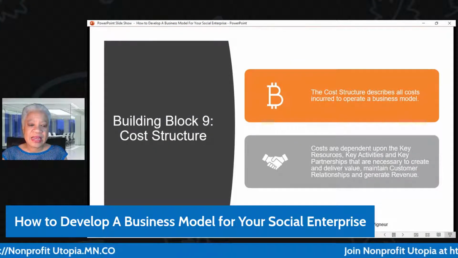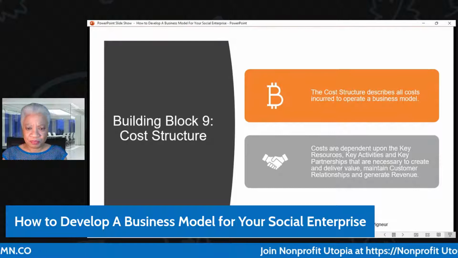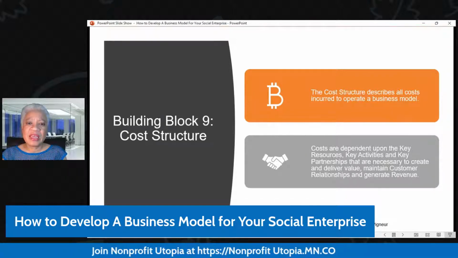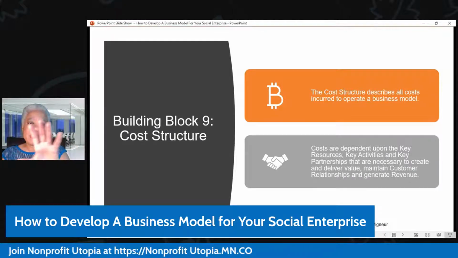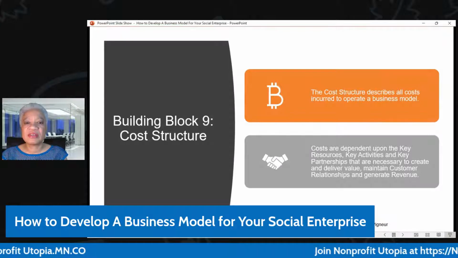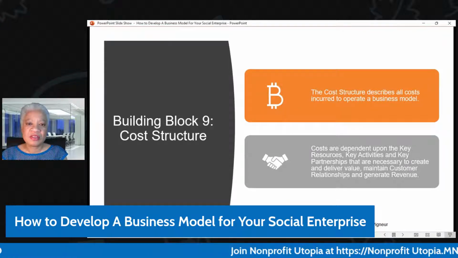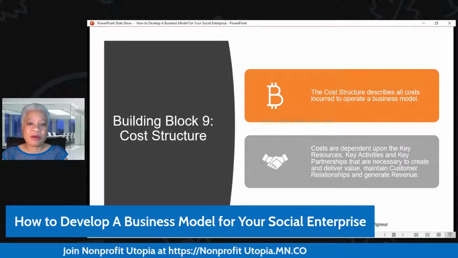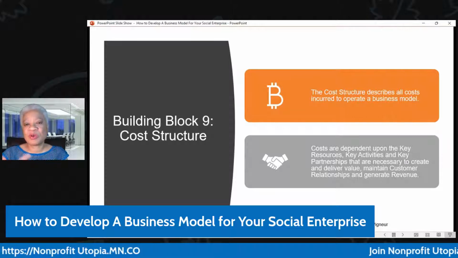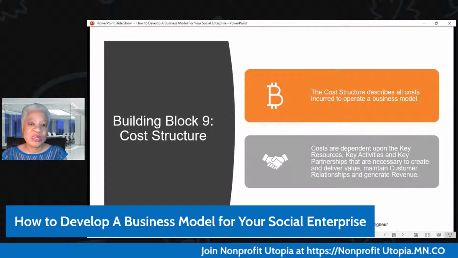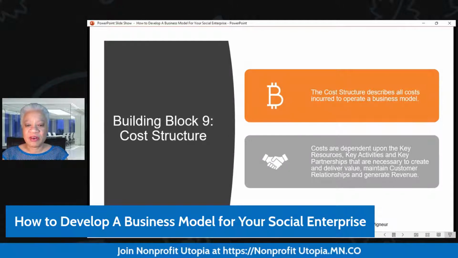Building block 9 is the cost structure. And basically, the cost structure is looking at how much every segment on your business model canvas costs. So looking at how much it's going to cost for you to acquire partners, how much it's going to cost in order for you to acquire customers, how much it's going to cost for you to reach those customers, et cetera, et cetera.